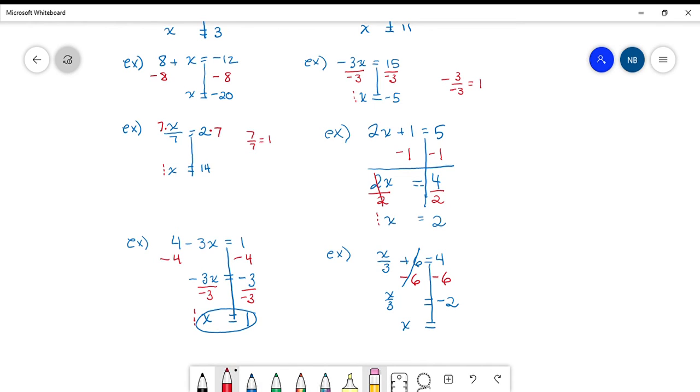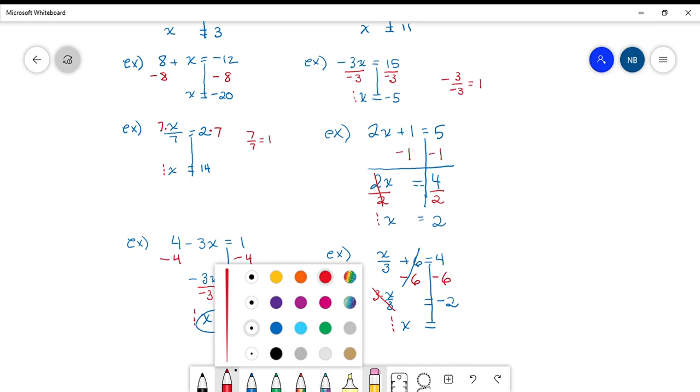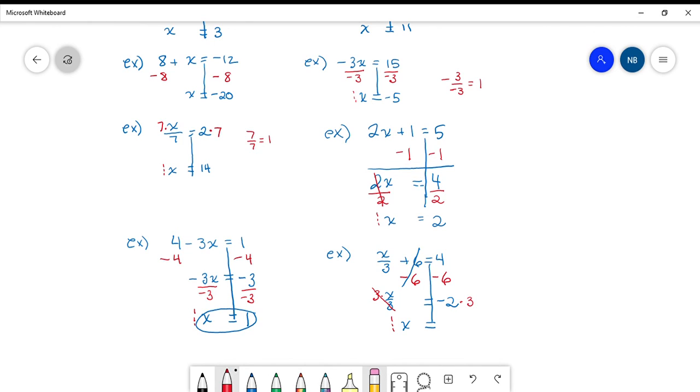Now because x is divided by 3, I'm going to multiply by 3 because a 3 on top of a fraction and a 3 on the bottom of a fraction simplifies to 1. Well, multiplying by 3 on the top worked, so I do the same thing to the right, which leaves me with negative 6. And that's my solution.